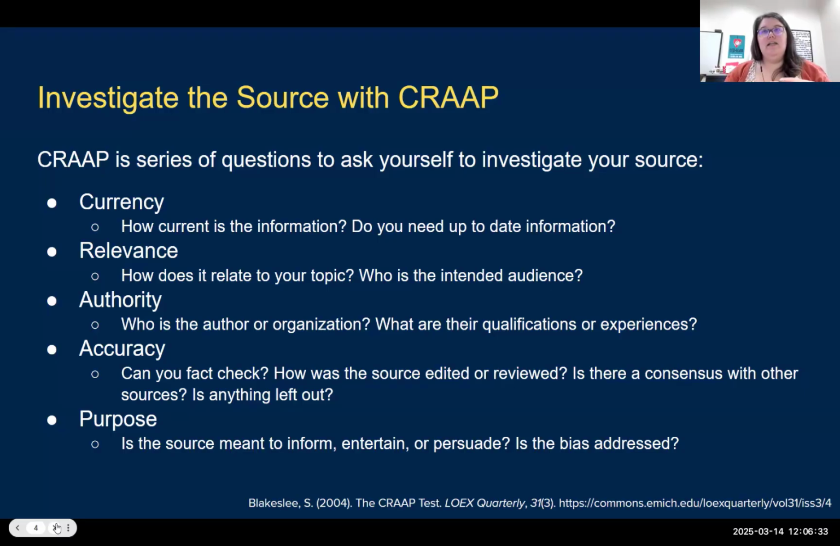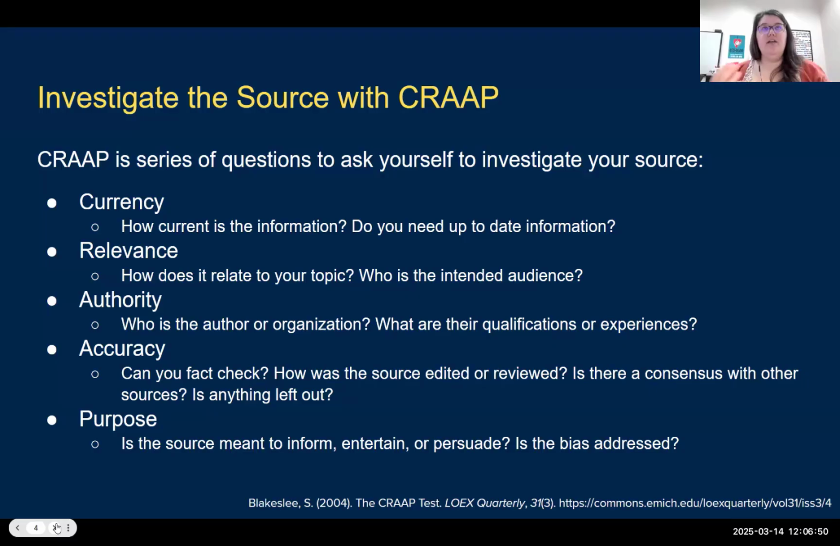Again, this is a really stripped down version of it to fit on a slide. And it's not necessarily a checklist, right? Like you can't go through and check everything off just to make sure that it's credible, because a lot of the time credibility is contextual, okay?